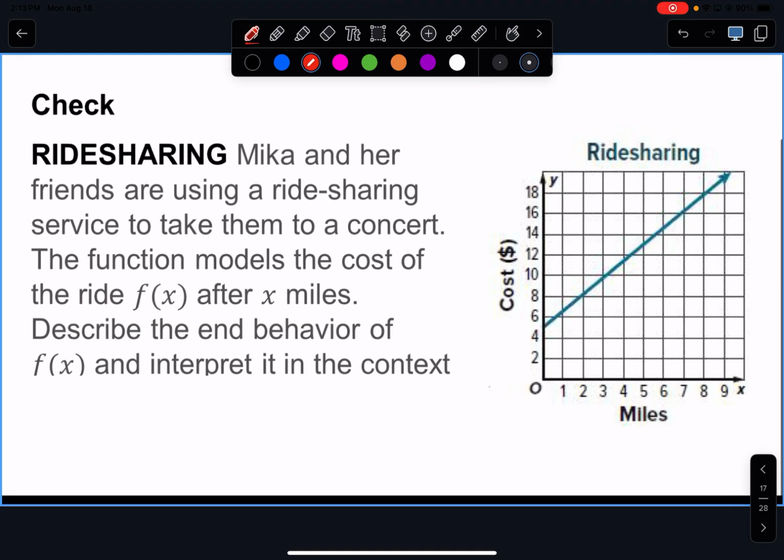Now we're going to do the same thing with this. So I want you to do this one. Mika and her friends get an Uber. They're going to a concert. Describe the end behavior and interpret it in the context of the situation. So left end, right end, and then what does it mean?